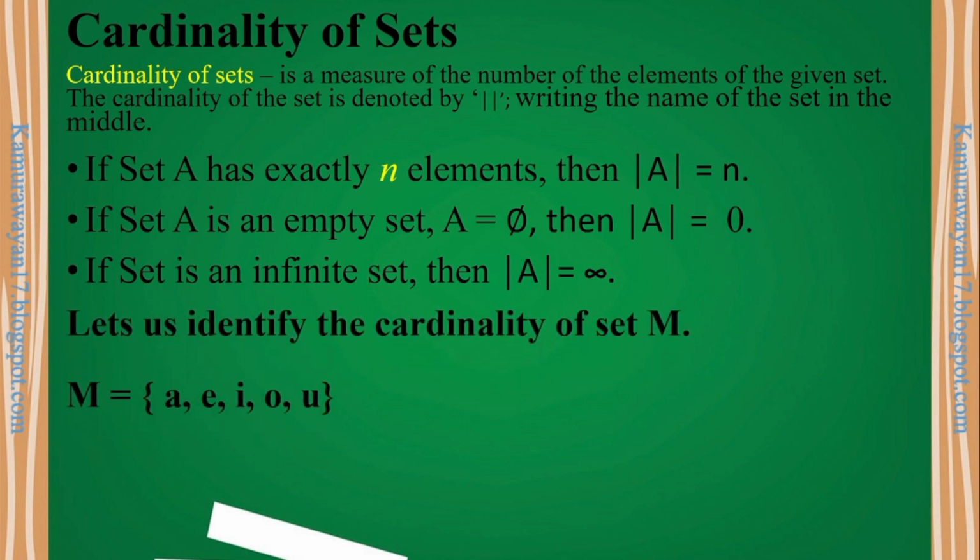So, let us identify the cardinality of set M. In set M, we have A, E, I, O, U. If we are going to write that in cardinality, ilalagay natin siya sa loob ng bars, yung ating M, equals 5. That is the answer.